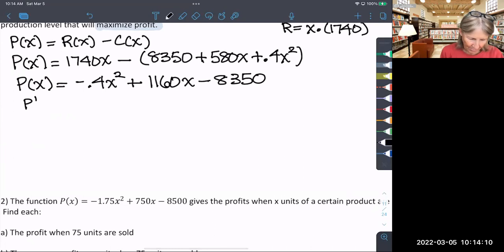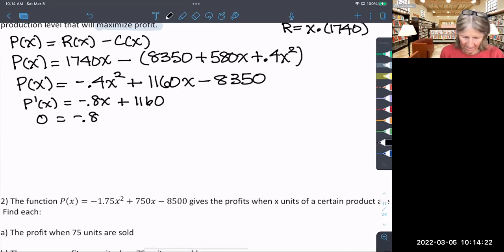All right, let's go. P prime of x: let's see, 2 times negative 0.4, negative 0.8x. And then the derivative of 1160x is just 1160. Let's set that equal to 0.